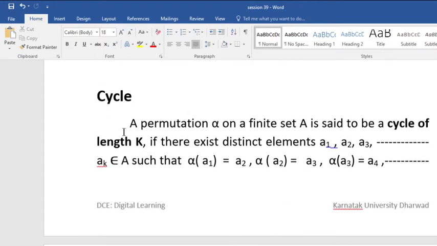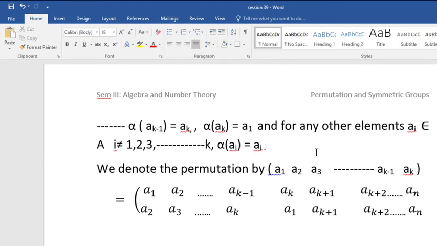Next we are going to define the cycle. A permutation alpha on a finite set A is said to be a cycle of length k if there exist distinct elements a1, a2, a3, and so on, ak belonging to A such that alpha of a1 is equal to a2, alpha of a2 is equal to a3, alpha of a3 is equal to a4, and so on. Lastly, alpha of a(k-1) is equal to ak, and alpha of ak is equal to a1.